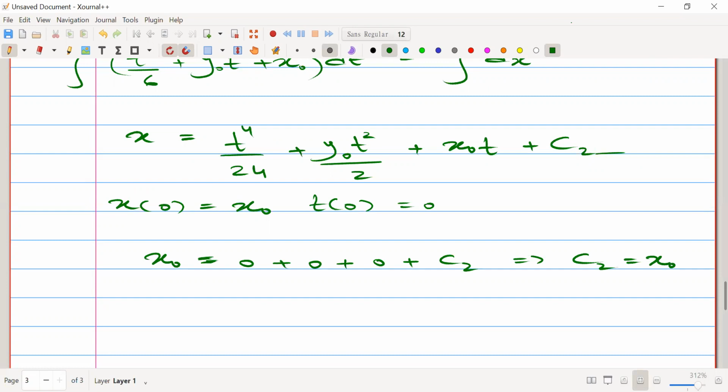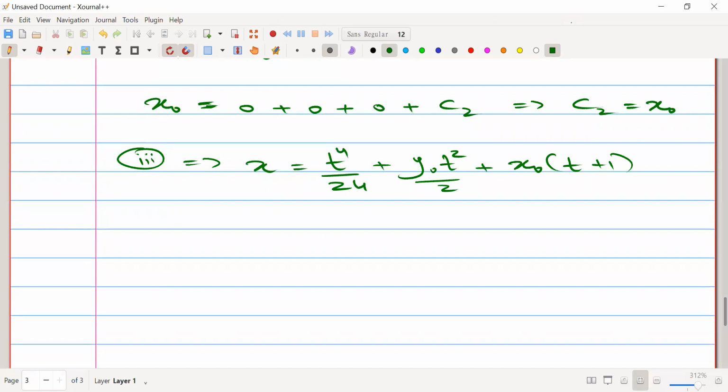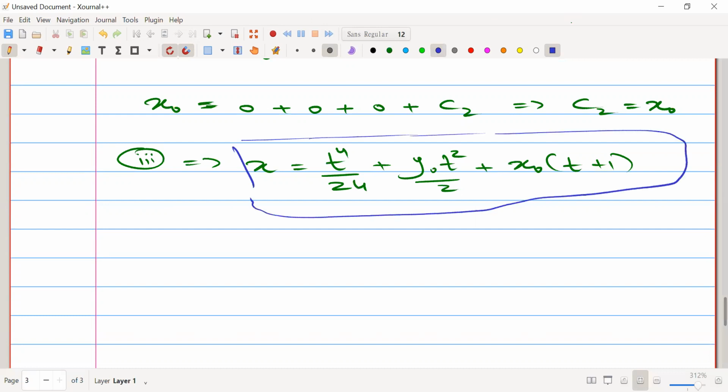So equation 3 becomes x equals t to the power 4 over 24 plus y naught t squared over 2 plus x naught times t plus 1. Okay, so this is one more expression we get by using the pairs. And now what we need to do is find a general expression for u in terms of x, y, and t.